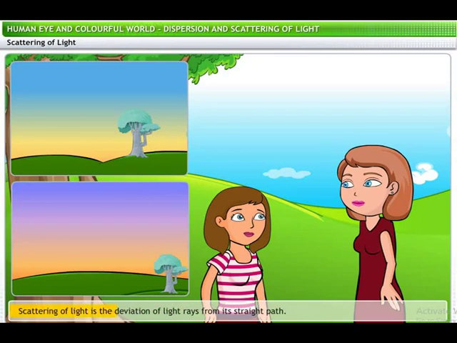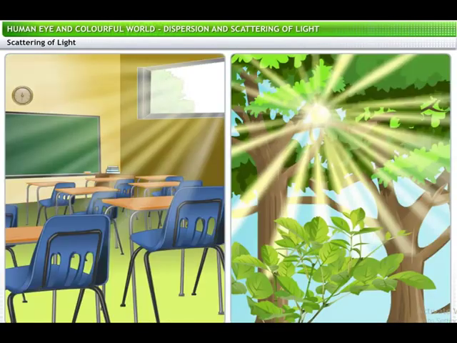Scattering of light is the deviation of light rays from its straight path. Almost all objects scatter light. That is, they reflect light rays incident on them.